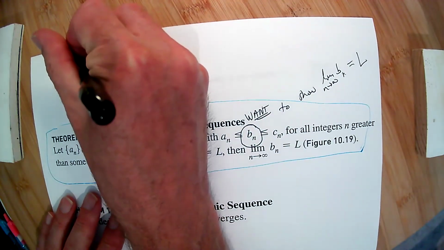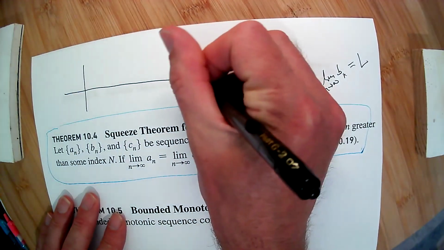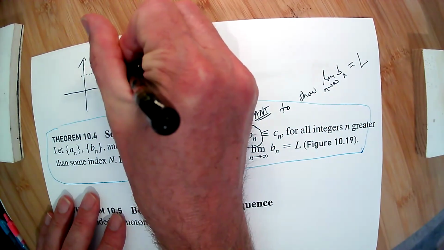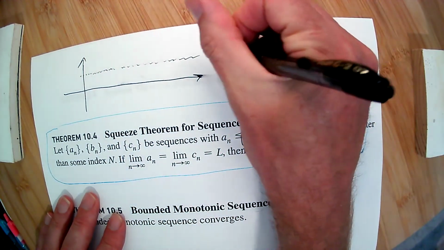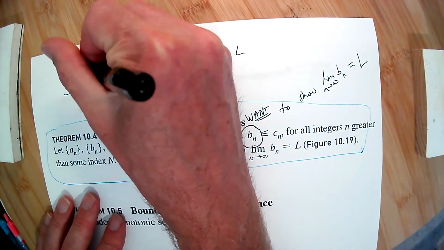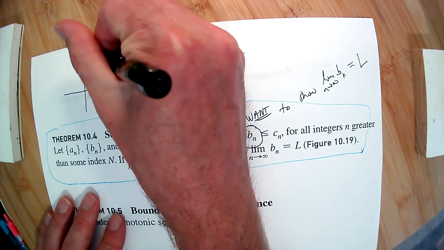Because basically you've got something like this. If you were to look at Bn, this is like y equals L, and your Bn might look something like this.